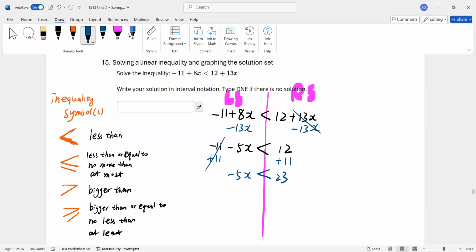Suppose, of course, we do not have an inequality. Suppose it was an equation, negative 5x equals 23. Then how do we isolate x? We divide each side by negative 5, right? So we have x equals negative 23 over 5. Same idea. We want to isolate the x on the left side. So we have to divide each side of the inequality by negative 5.